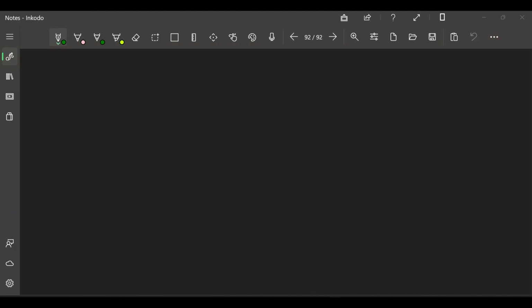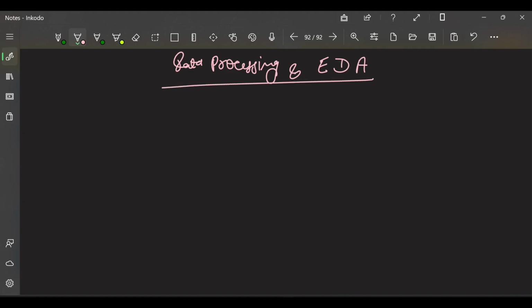In the notepad, let me first write the topic name, which is data processing and exploratory data analysis, which is EDA. Let's talk about the definition part. Let me write it down.